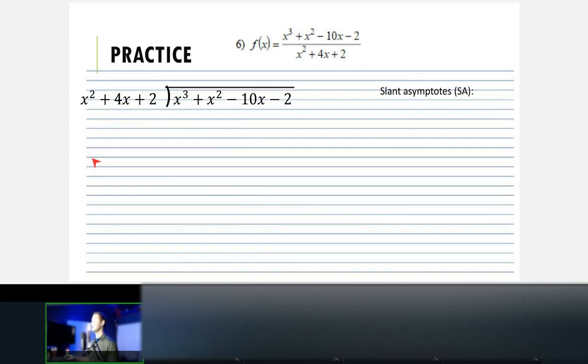So let's talk about long division. I'm not a really big fan of it, but you should be able to do it. So we look at the x squared and the x cubed. What times x squared is x cubed? Well, x. X times x squared is x cubed. So I'm going to write an x in my x column, which is right here. And then we just multiply. X times x squared is x cubed. X times 4x is 4x squared. And then x times 2 is 2x.